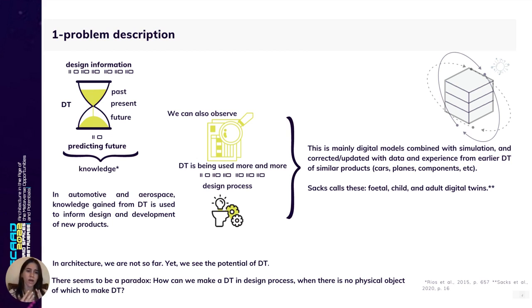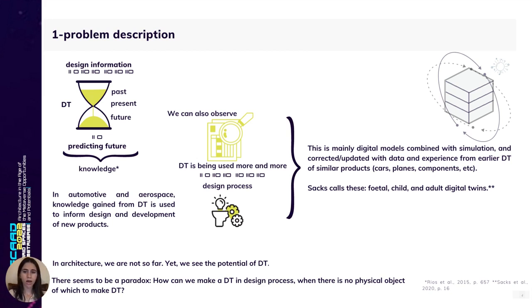In automotive and aerospace, knowledge gained from digital twins is used to inform the design and development of new products. We can also observe that digital twin is being used more and more in the design process. This is mainly digital models combined with simulation and corrected or updated with data and experience from earlier digital twins of similar products like cars, planes, or components. Sachs calls these fetal, child, and adult digital twins.